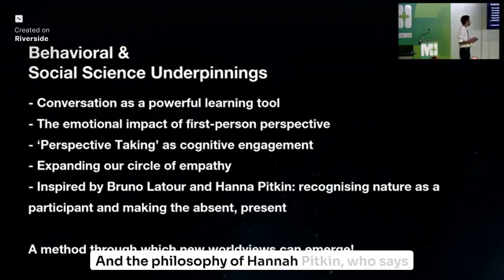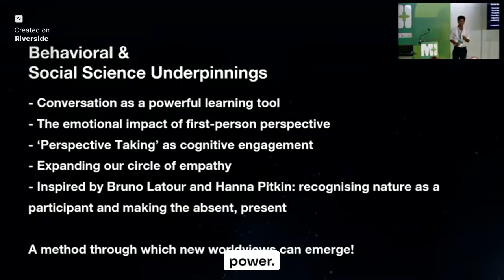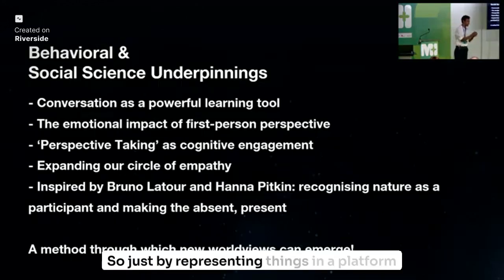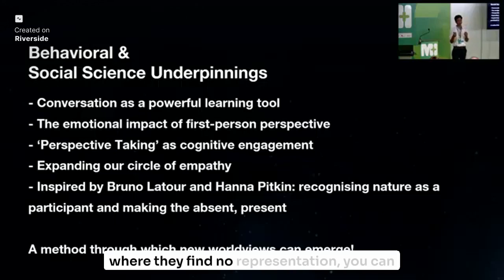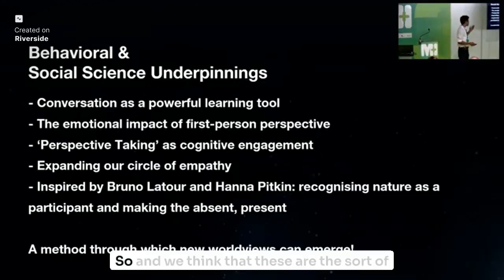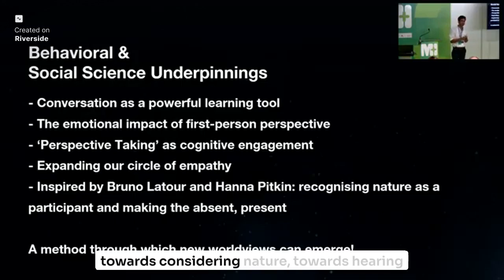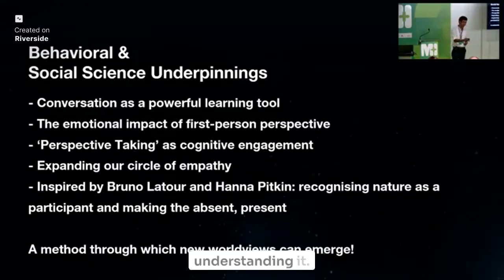And the philosophy of Hannah Pitkin, who says that to make something present in a place where it has been absent is to give it power. So just by representing things in a platform where they find no representation, you can actually empower them. And we think that these are the sort of methods, and this is the sort of thinking, where we want to signal a paradigmatic shift towards considering nature, towards hearing nature, and feeling what nature has to say and understanding it.